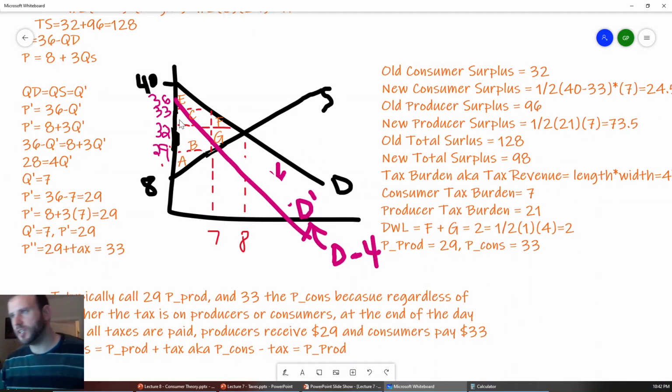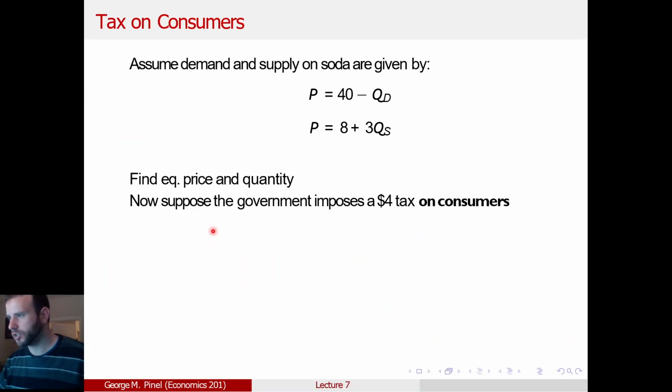So note that the height of the tax revenue rectangle is always going to be the amount of the tax, and the base is always going to be the quantity. So the tax was 4, so this height is going to be 4. Any other takeaways? No. I think that's essentially the solution there.